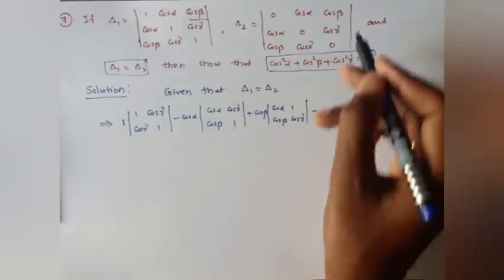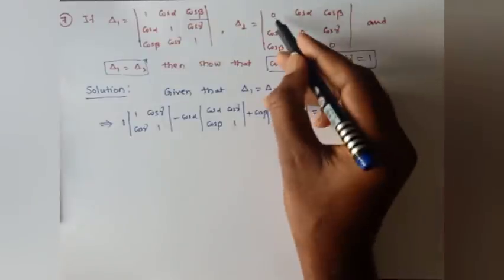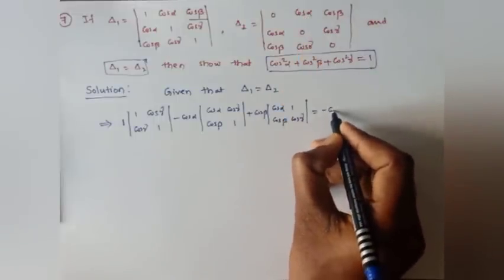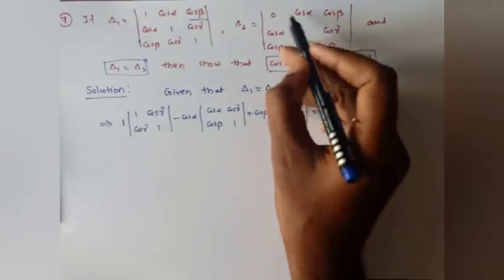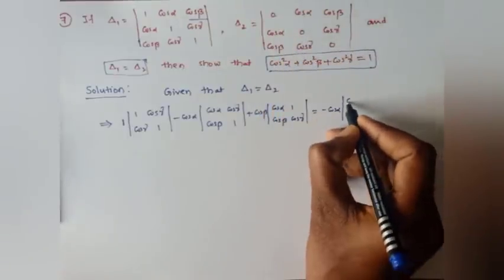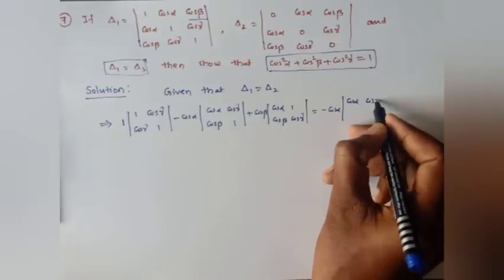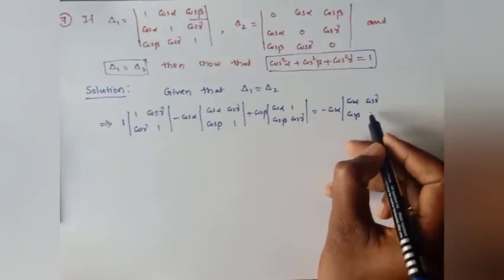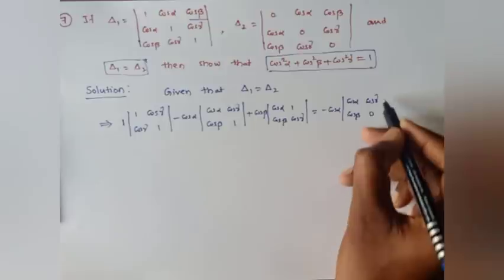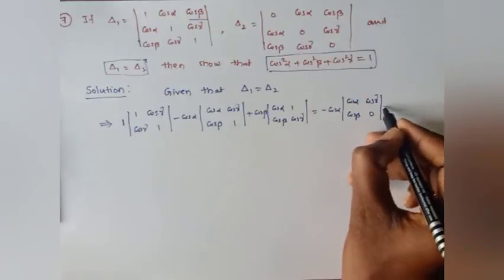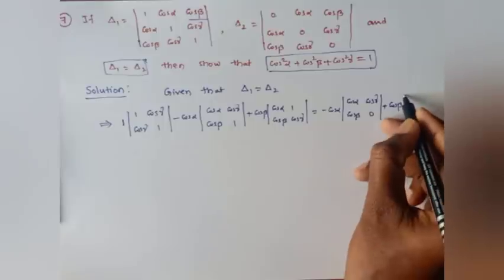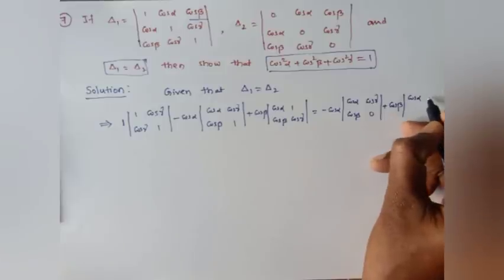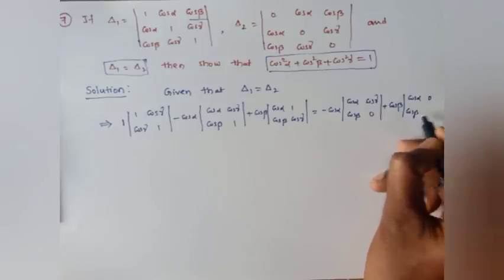In a similar way, you can apply it here. So expand along the first row. The first element is 0, so 0 into something is 0. Then the next, second element is minus cos alpha into, by deleting this row and column, the rest of the elements cos alpha cos gamma, cos beta, and this is 0. And finally plus cos beta into, delete this row and this column, then the remaining part is cos alpha 0, cos beta cos gamma.